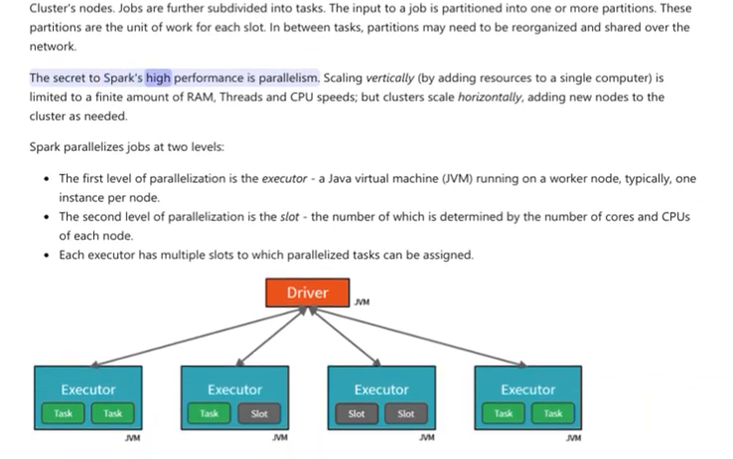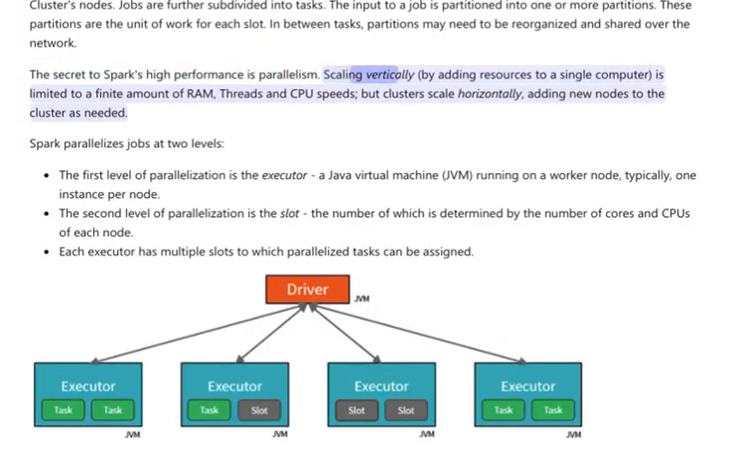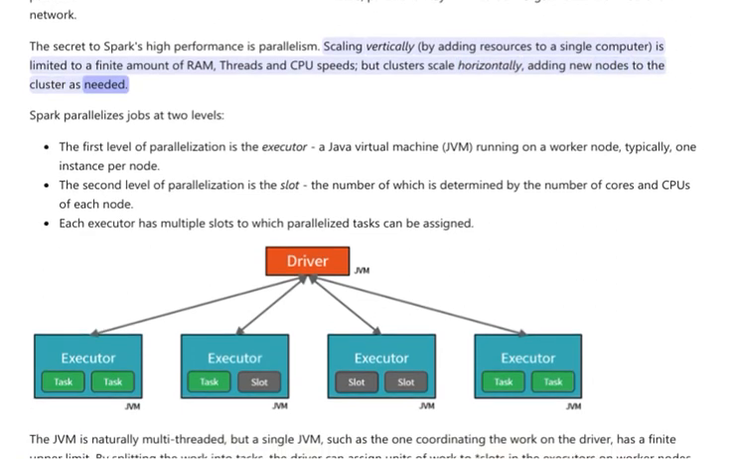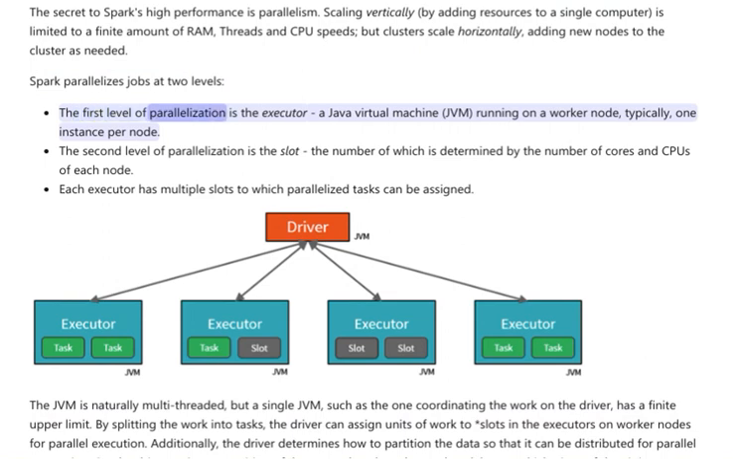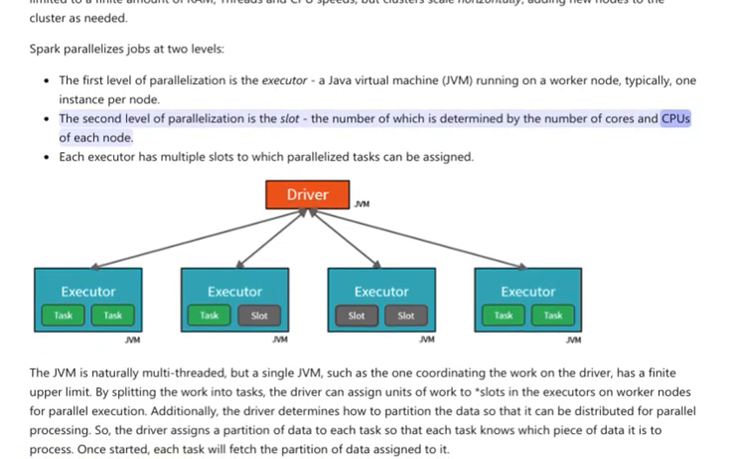The secret to Spark's high performance is parallelism. Scaling vertically, by adding resources to a single computer, is limited to a finite amount of RAM, threads and CPU speeds, but clusters scale horizontally, adding new nodes to the cluster as needed. Spark parallelizes jobs at 2 levels. The first level of parallelization is the executor, a Java virtual machine, JVM, running on a worker node, typically 1 instance per node. The second level of parallelization is the slot, the number of which is determined by the number of cores and CPUs of each node.